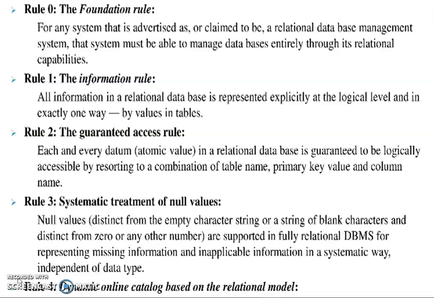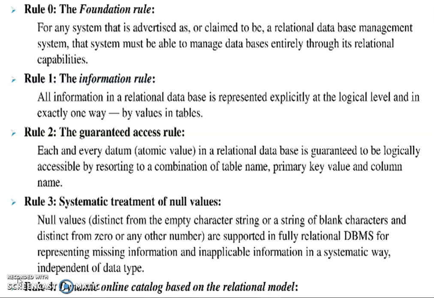Second rule is the guaranteed access rule. In the database, every single data element must be logically accessible with a combination of table name, primary key, which is the row value, and attribute name, that is the column name. There should not be a requirement of any other entity to access the data.